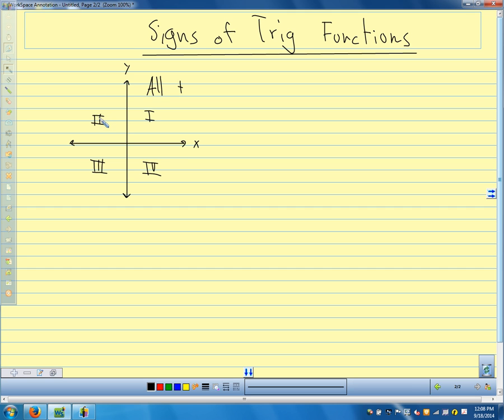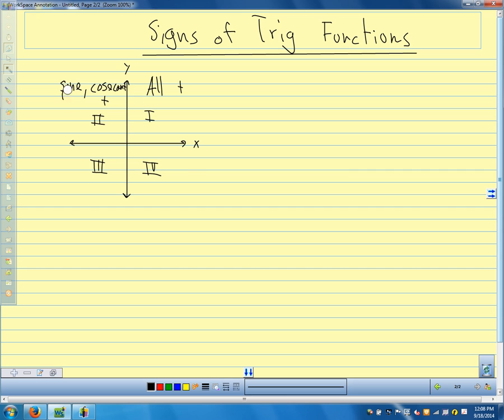In the second quadrant, my y coordinates are positive, my x coordinates negative. So what would be positive in the second quadrant? What's related to the y coordinate? Sine and cosecant. Sine and cosecant are positive. All the rest are negative.